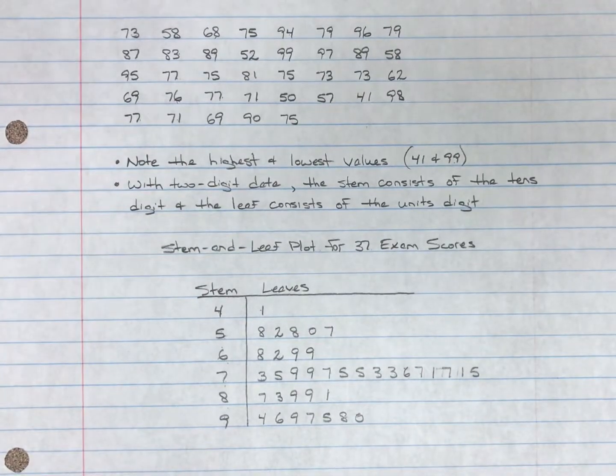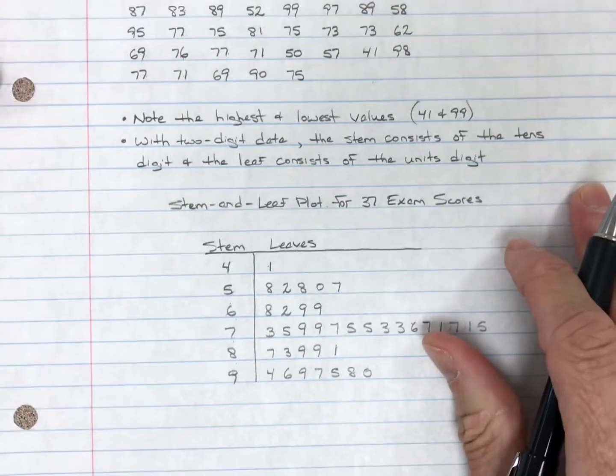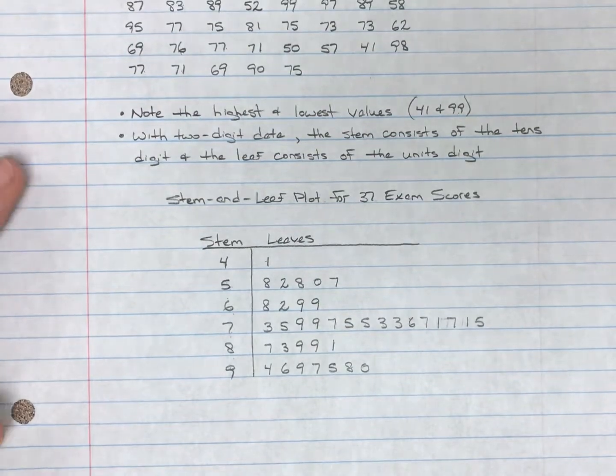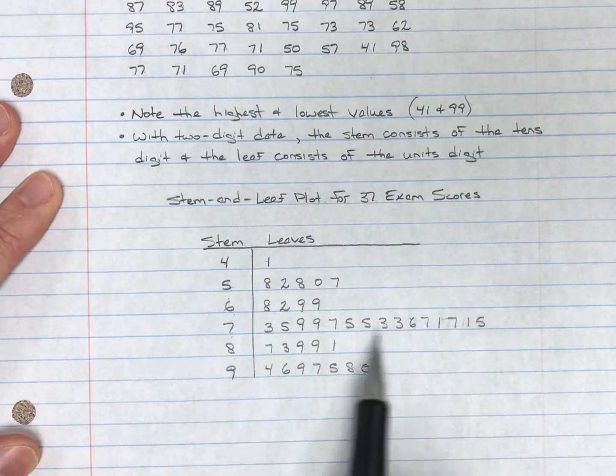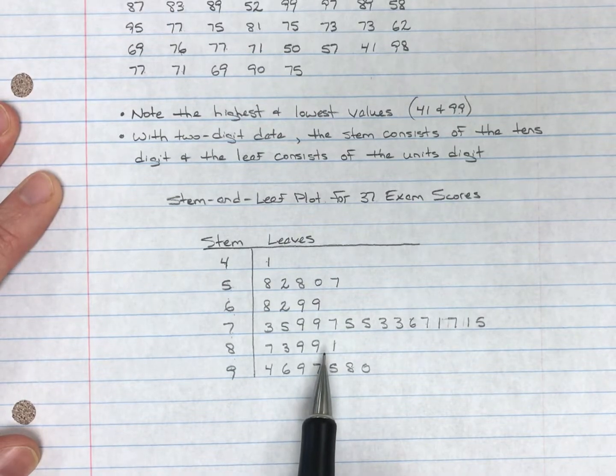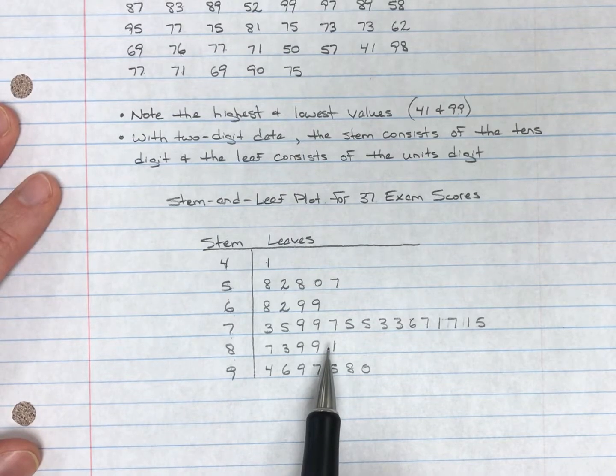Okay, so there's a stem and leaf plot for those 37 scores. And if we were to count up all the leaves, each leaf represents a data value. We would need to have 37 of these because we know we're talking about 37 exam scores.